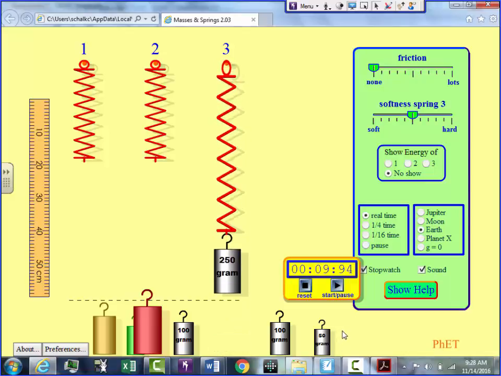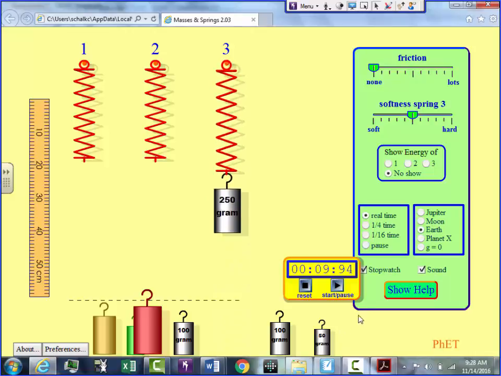1, 2, 3, 4, 5, 6, 7, 8, 9, 10. 994, give or take. Which means your period then is a tenth of that: 0.994.